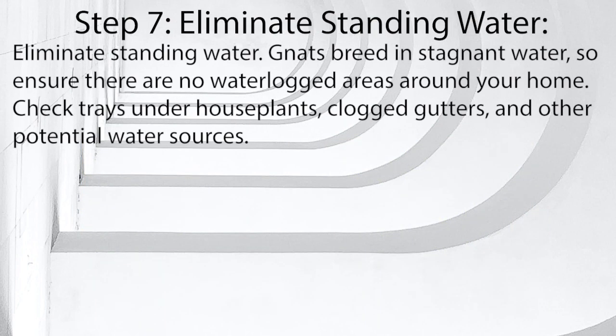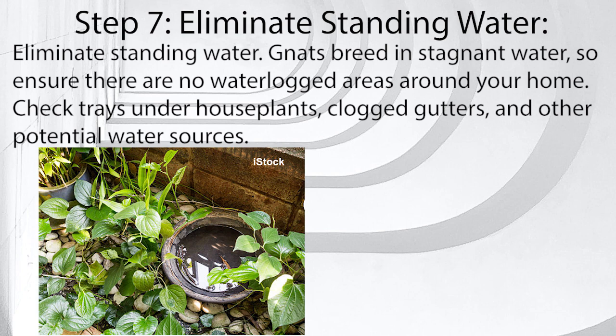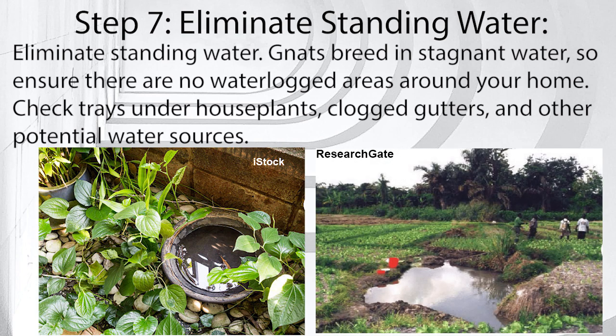Step 7. Eliminate standing water. Gnats breed in stagnant water, so ensure there are no waterlogged areas around your home. Check trays under houseplants, clogged gutters, and other potential water sources.